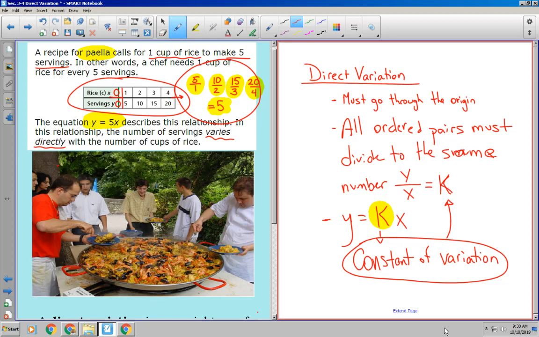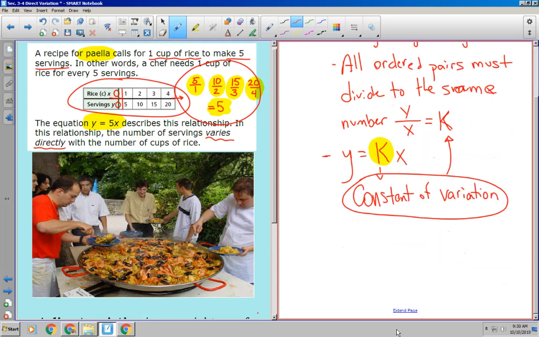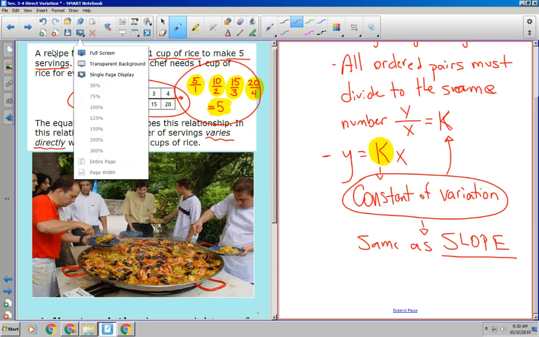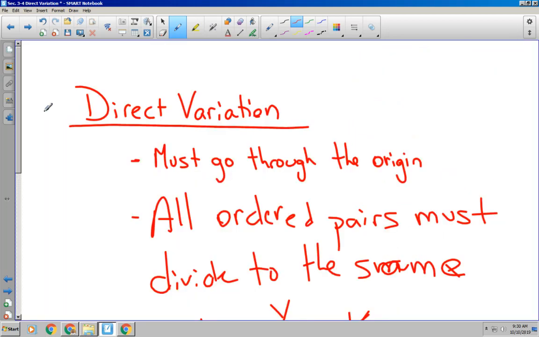Okay, so what do we really have? A constant of variation, if you haven't picked up yet, really is the same as five letters, starts with an S. Hopefully you're thinking slope. All right, it's really one and the same. The only difference is we're guaranteed at this point that we're going to pass through the origin, where other linear functions don't have to necessarily pass through the origin.